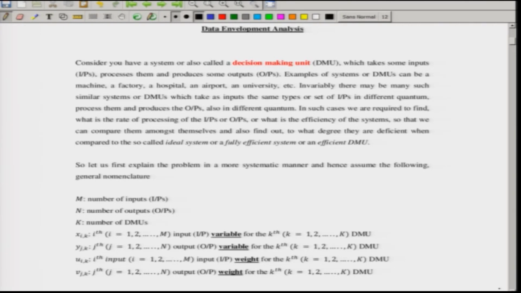So, let me continue reading it. It processes them and produces some outputs. So, we will denote inputs by IPs and outputs by OPs. Examples of such systems or DMUs can be, as I mentioned, machinery, a factory, a hospital, an airport, and a university.